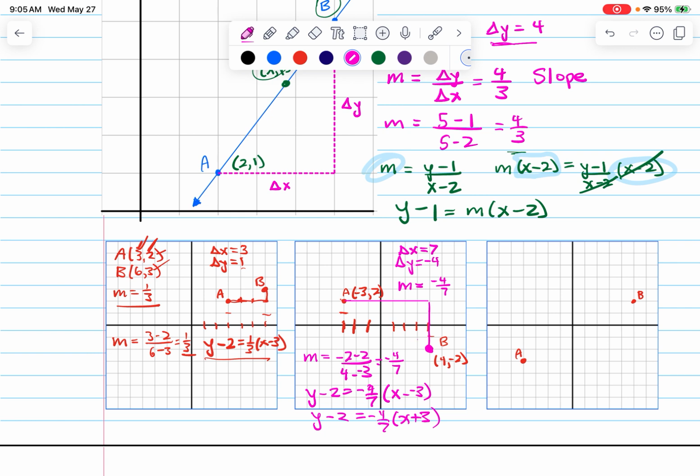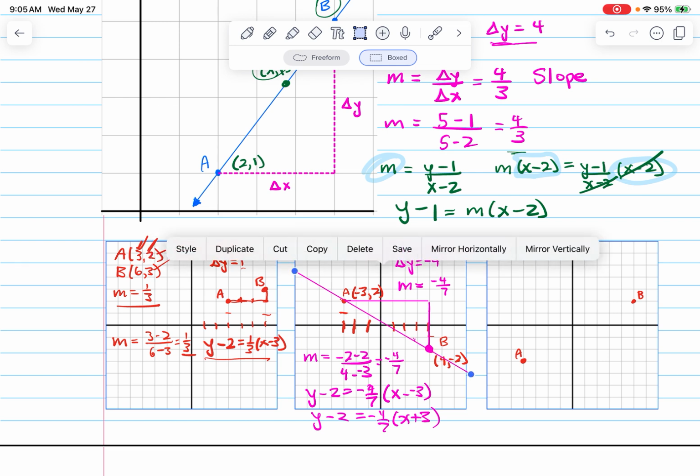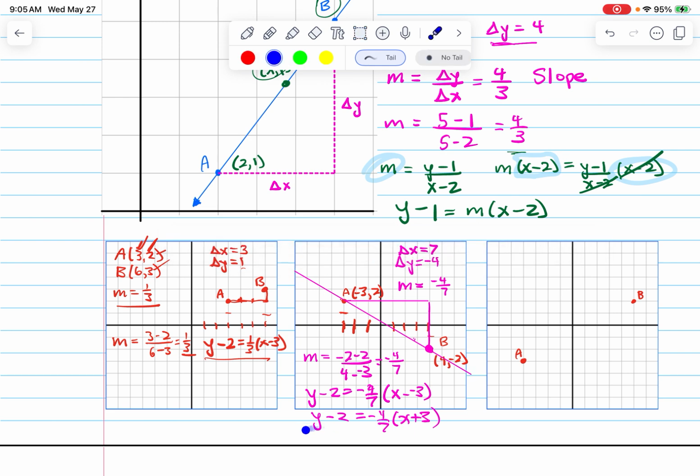So if you draw a line through here, I'll go ahead and expand it out. Whoops. There we go. The equation for that line is this bad boy right here. Okay, now let's look at this next one.